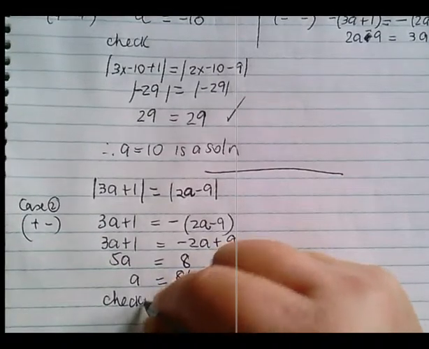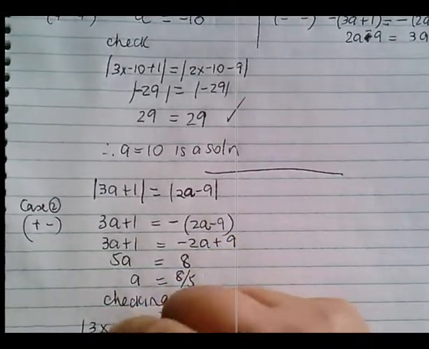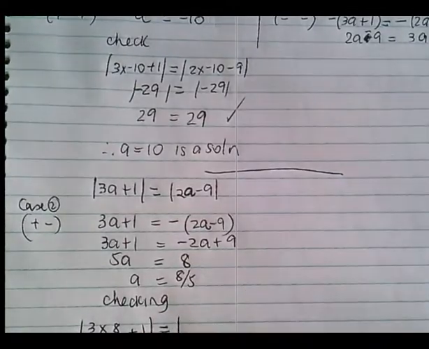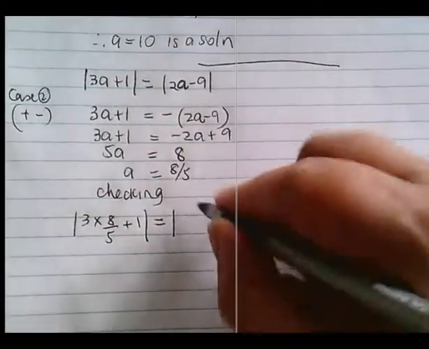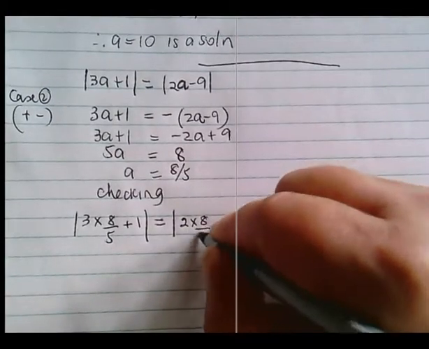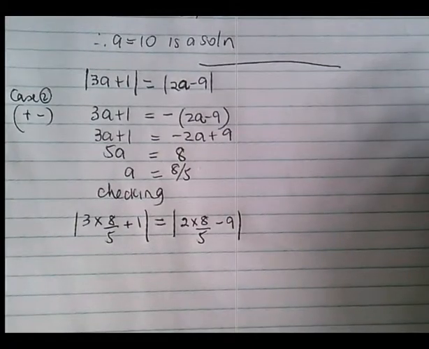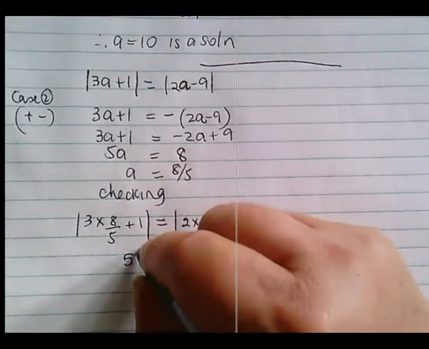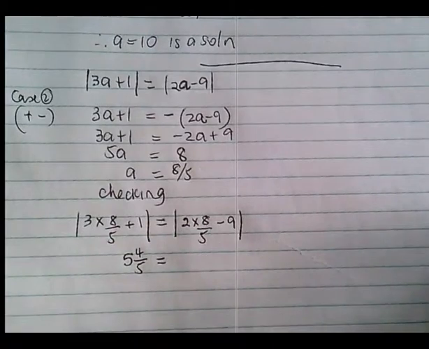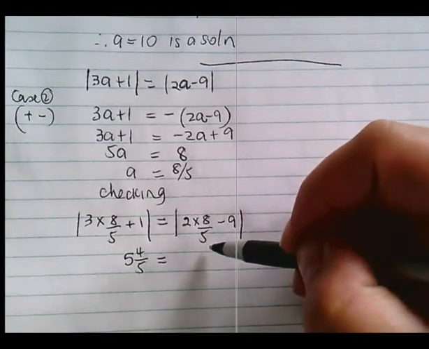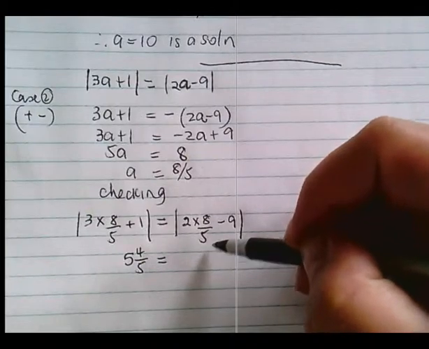So checking, I've got 3 times 8 over 5 plus 1 equals absolute value of 2 times 8 over 5 minus 9. What's that? 24 over 5 plus 1. 5 and 5/5, I think. 5 and 4/5. This is 40 over 5. Oh no, 16 over 5. What's that? 16. 5 and 1/3 minus 9.